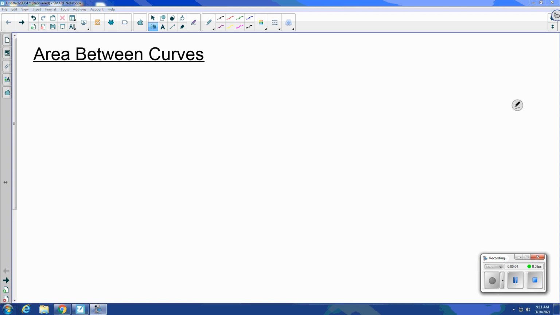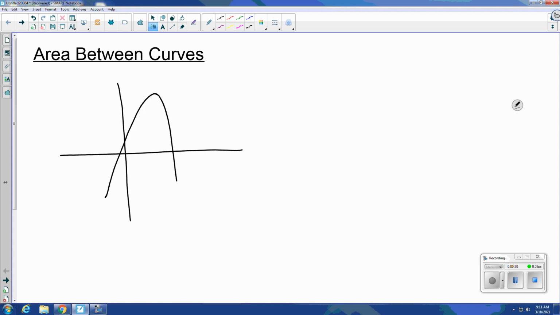Area between curves. When you see area, perhaps you have an inclination that integration is going to be involved, and you would be correct. So let us review the geometric interpretation of the integral. We're just going to work with a singular function in the coordinate plane. So let me introduce some function f.